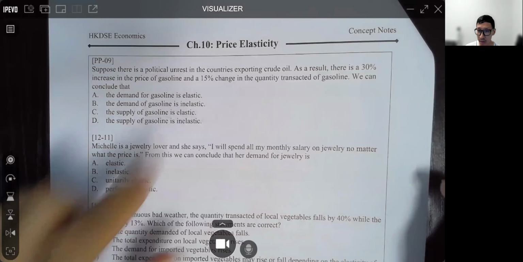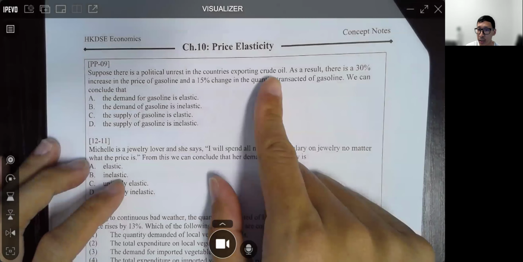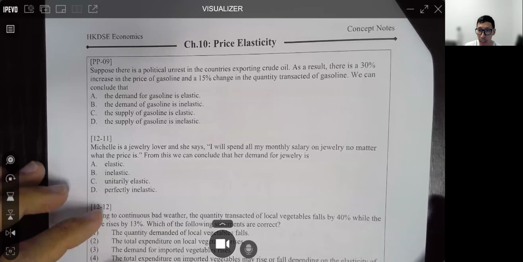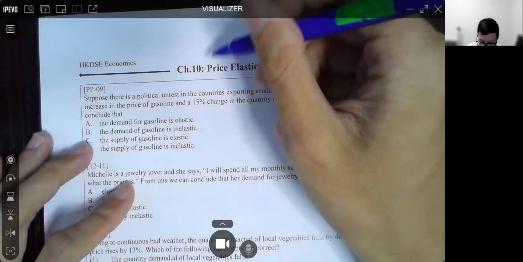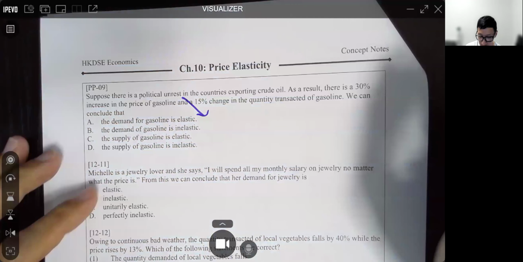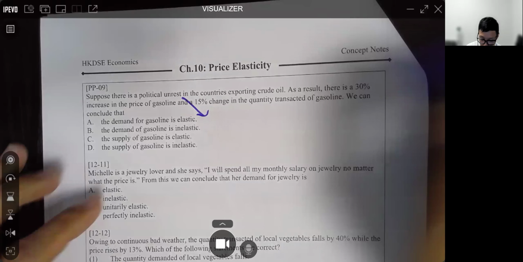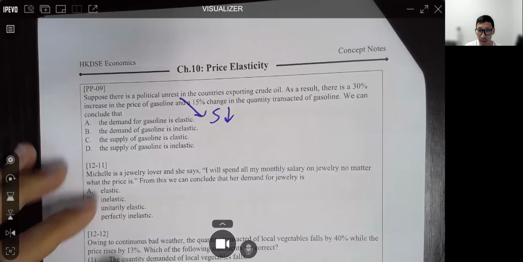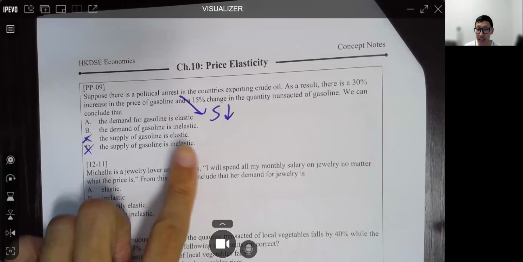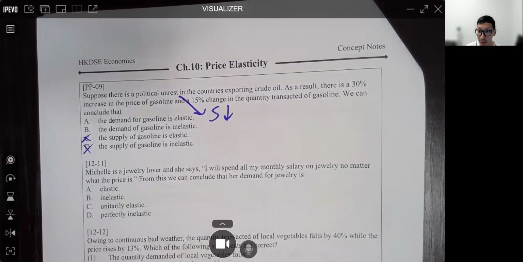Political unrest in countries exporting crude oil. What happens to crude oil? The supply of crude oil would decrease. So C and D are definitely out, since with supply we do not know anything.